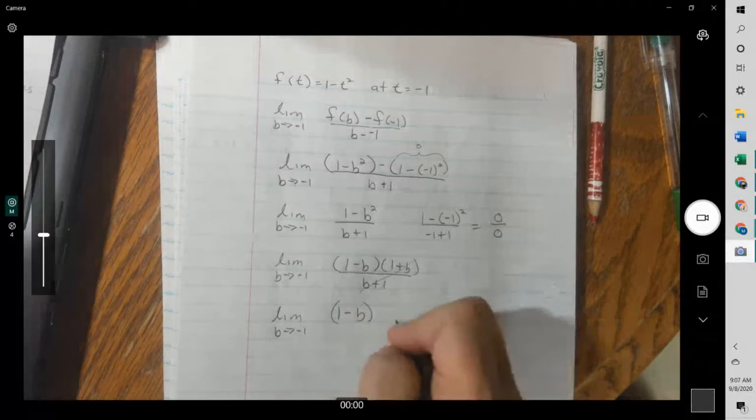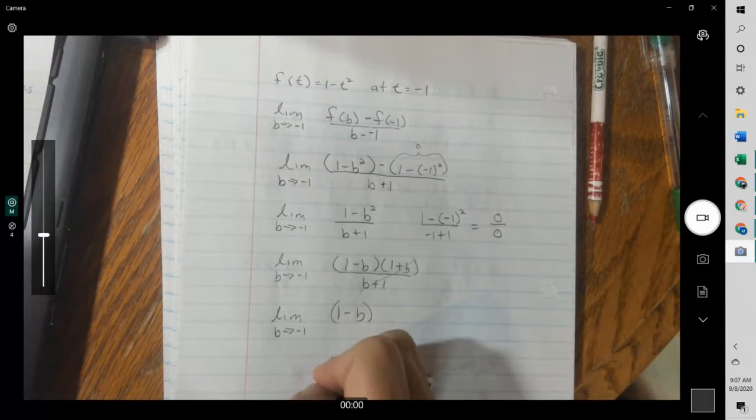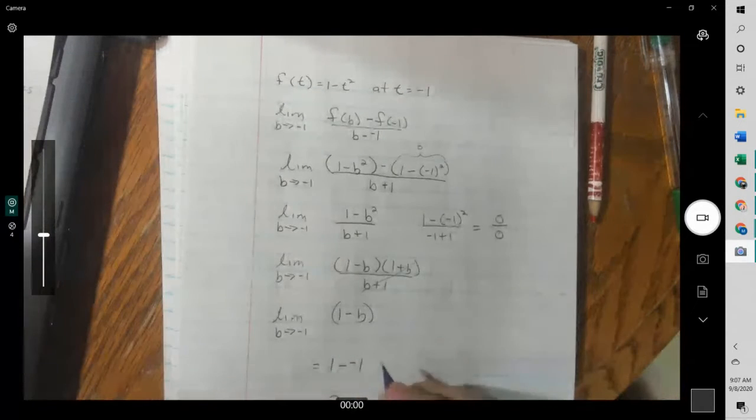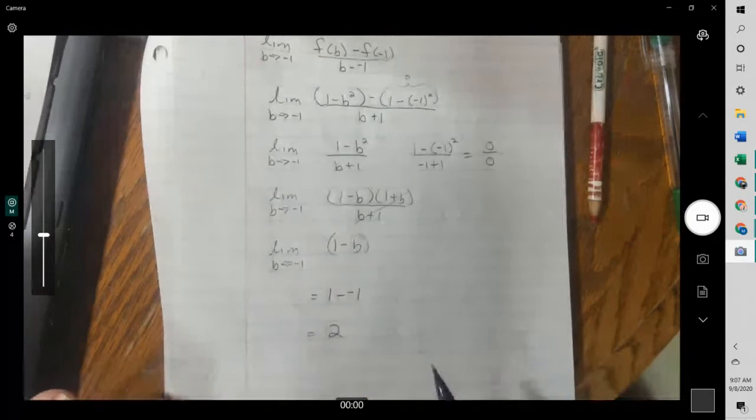Then plug your value in again. 1 minus negative 1 is 2. So this one is also changing it too.